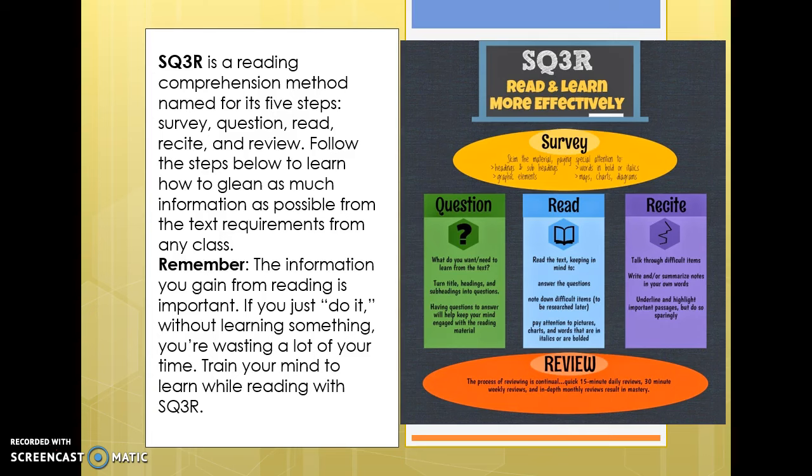SQ3R is a reading comprehension method named for its 5 steps: survey, question, read, recite, and review. Follow the steps below to learn how to glean as much information as possible from the text requirements from any class. Remember, the information you gain from reading is important. If you just do it without learning something, you're wasting a lot of your time. Train your mind to learn while reading with SQ3R. Survey, question, read, recite, and review. You can read and learn more effectively in any class.